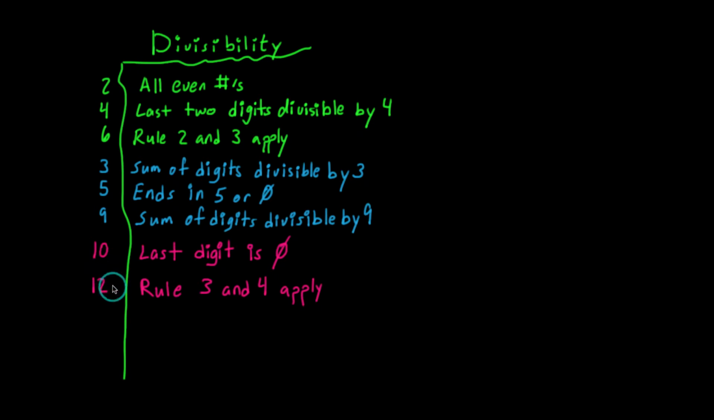So here are some simple rules to follow. The rule of 2 says that all even numbers are divisible by 2. So a number is divisible by 2 if that number is an even number. So all even numbers are divisible by 2.